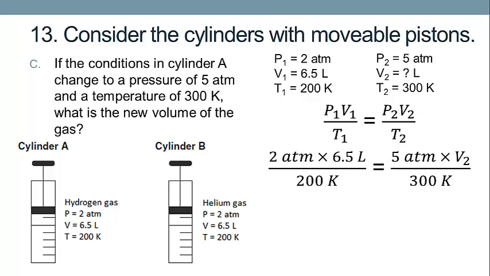So at this point, I just need to plug in. I'm solving for V2, so I left that as V2. You can cross multiply and solve. So I end up with volume 2 being 3.9 liters.